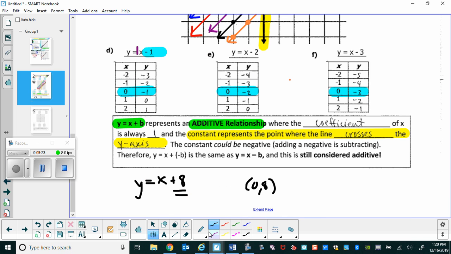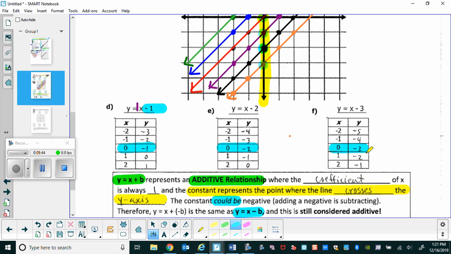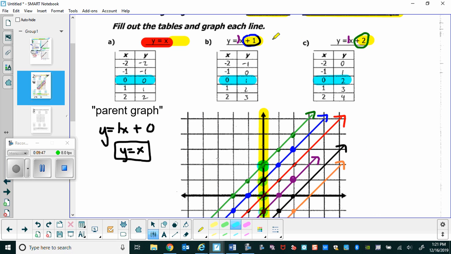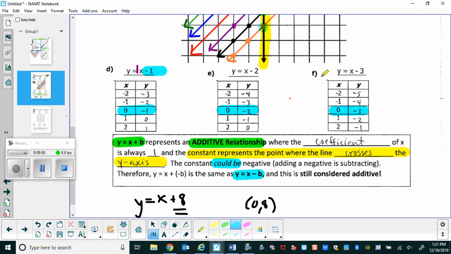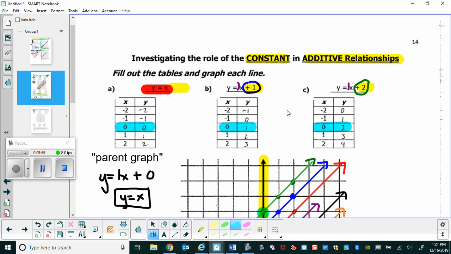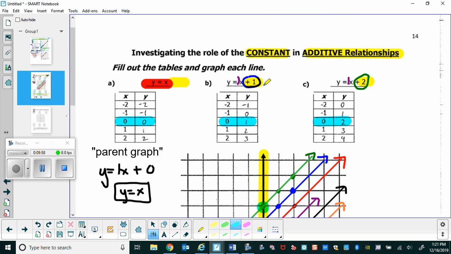All right, the other thing I wanted to point out here is that the constant could be negative, because when you add a negative, you're subtracting. So right here, this constant, technically we're adding negative 1. Technically we're adding negative 2. Technically we're adding negative 3. And so all I'm saying here is that even if you see x minus a number, it's still considered additive, okay? So x plus a number, so x plus 1, x plus 2, easily additive. And it's just a little tougher here when you see the subtraction, but these are technically still an additive relationship, okay? And that concludes the video on what the constant does in additive relationships.